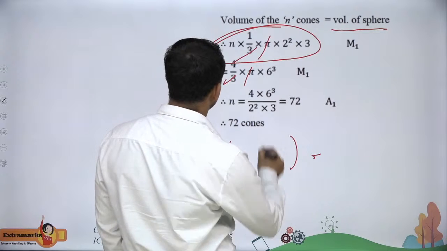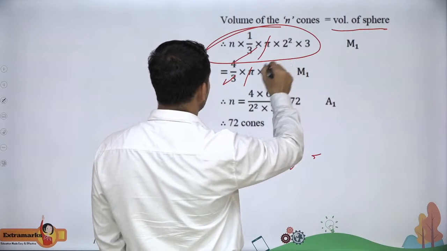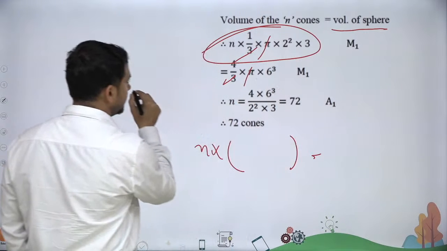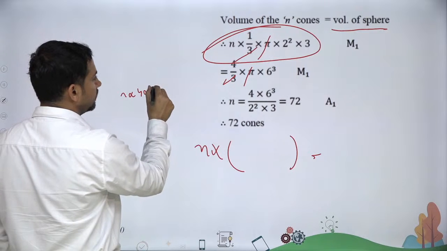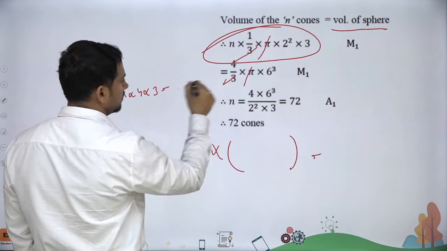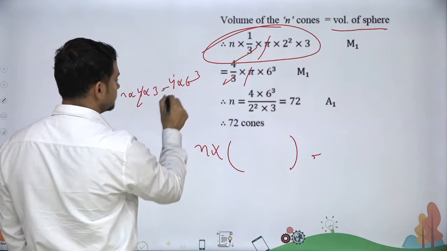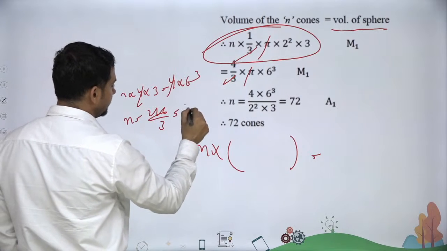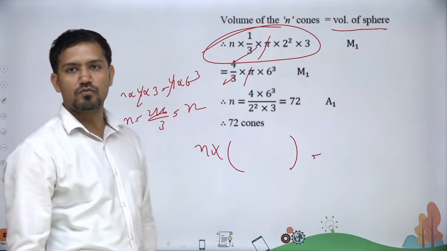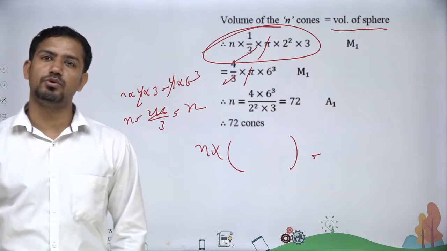Then what will be left only? 4 into 6, the 6 cube is gone. Then what will be left only? 4 into 6, 4 into 3, and in this what do we have left? 4 into 6 cube. So we have to cancel this. Then n should be equal to 216 divided by 3. Then only 72 cones come. Number of cones is 72. Okay. Any doubt?